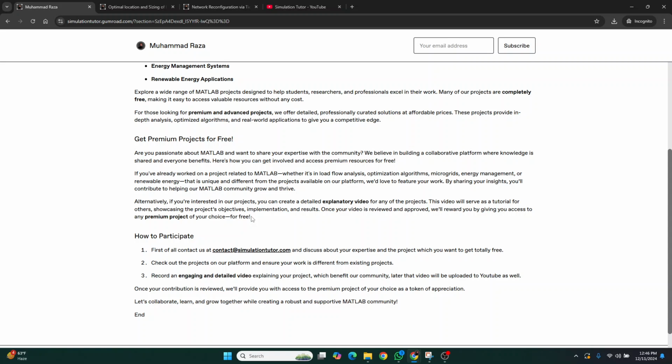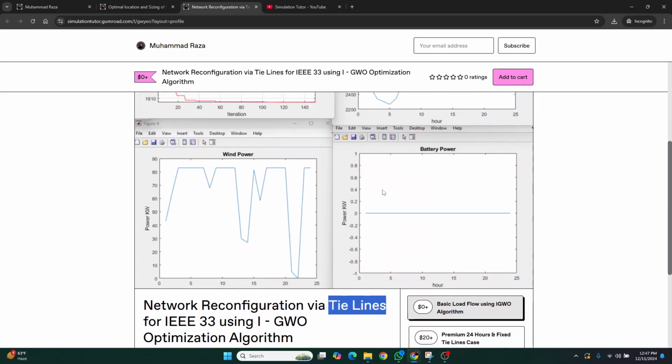It means the time and the effort you put into learning and understanding something, some objective function, you have to make an explanatory video about that, and you have to send that video to us. We will take a look at and review that video, and after that, we will share with you the project which has some price.